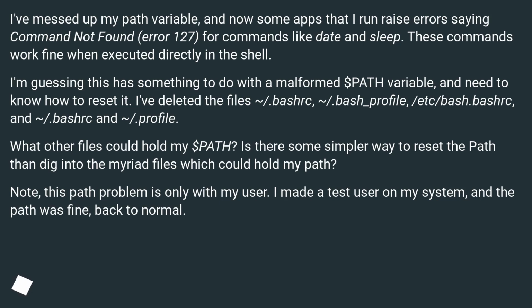I've deleted the files ~/.bashrc, ~/.bash_profile, /etc/bash.bashrc, and ~/.profile. What other files could hold my $PATH? Is there some simpler way to reset the path than dig into the myriad files which could hold my path? Note, this path problem is only with my user. I made a test user on my system, and the path was fine, back to normal.